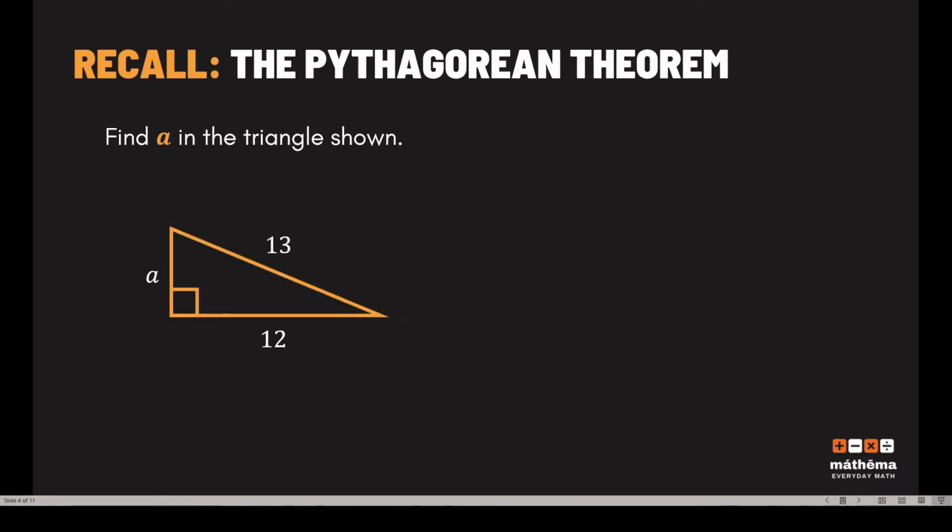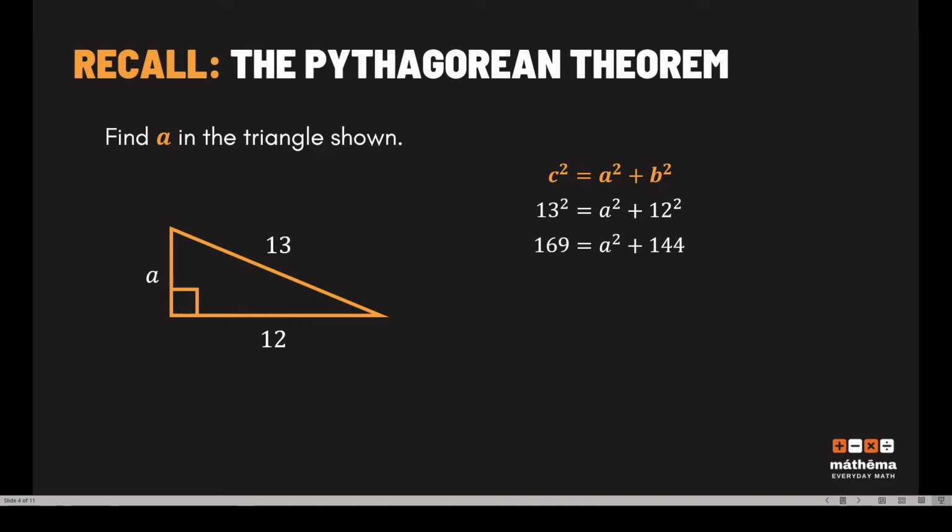For instance, we have this right triangle. The unknown side is A. We have the hypotenuse, which is 13, and the other side, which is 12. To solve for A, we will use the Pythagorean theorem, that is C squared is equal to A squared plus B squared. Substitute the values. So we have 13 for C and 12 for B. Simplify. 13 squared is 169.